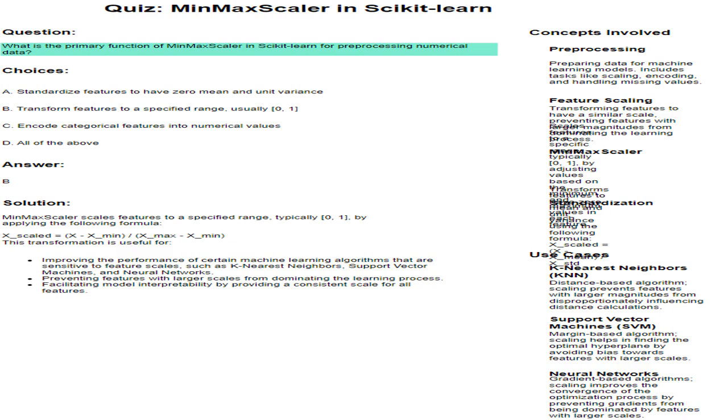What is the primary function of min-max scaler in scikit-learn for preprocessing numerical data? A. Standardize features to have zero mean and unit variance.